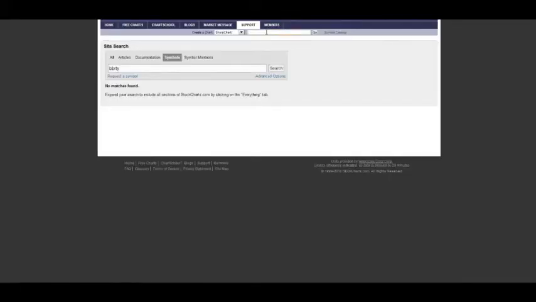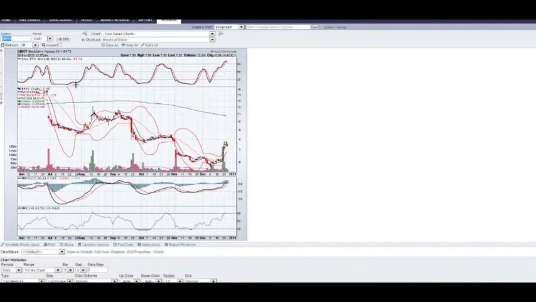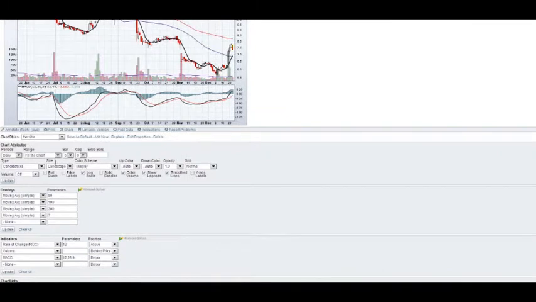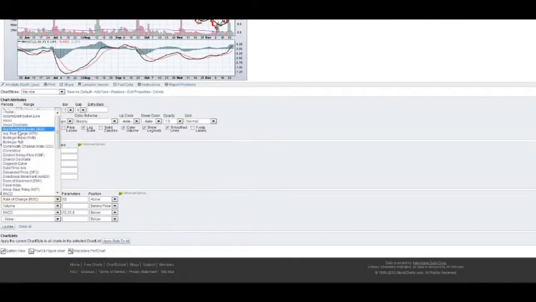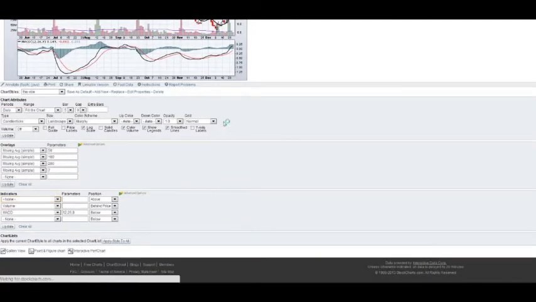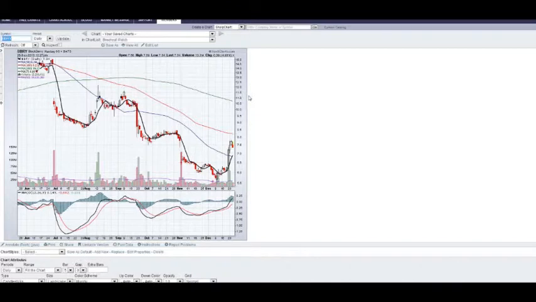BBRY here. We take a look at this in terms of the same things that we looked at with Boeing, where we had all of our trends going up. Take a look at BlackBerry. The 200-day moving average is going down, the 100 is going down, the 50-day moving average is going down. So what's the long-term trend? The long-term trend is significantly lower.